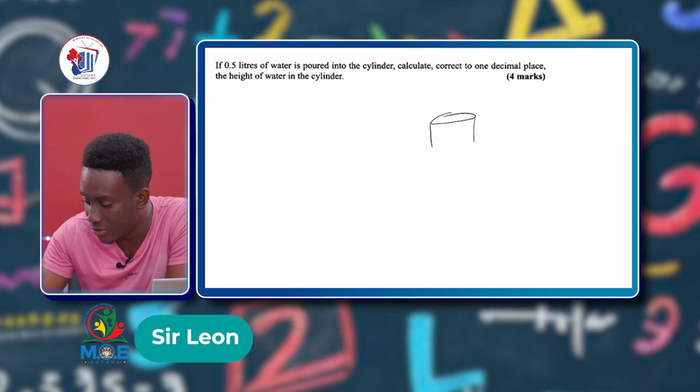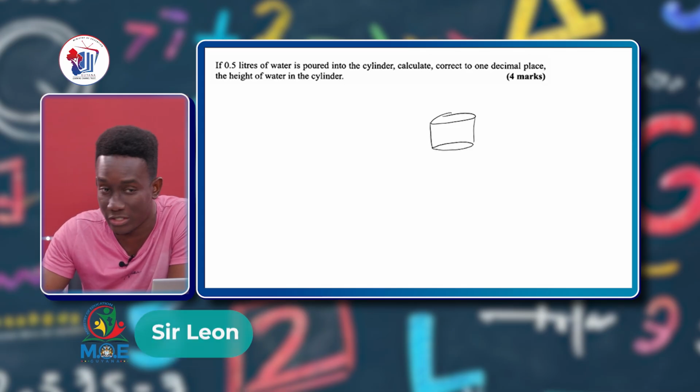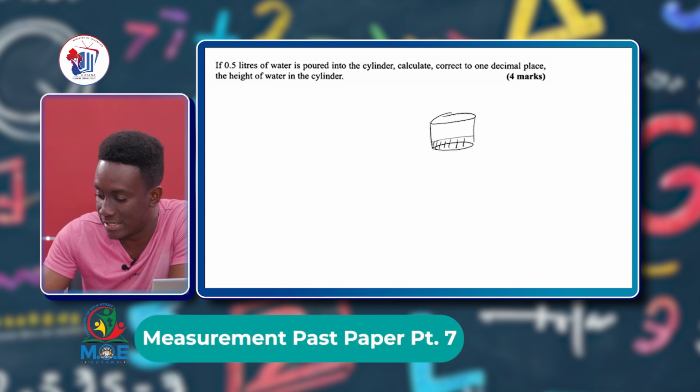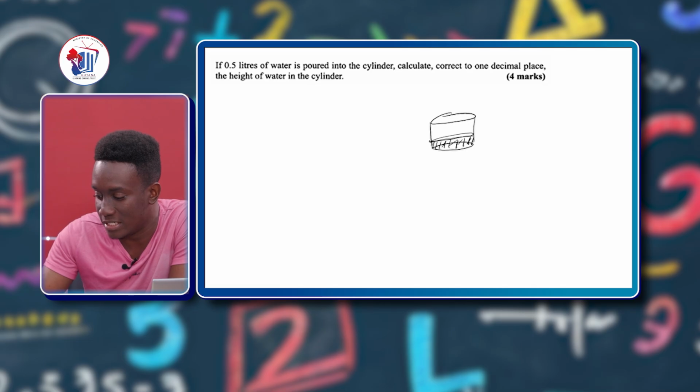So it says the cylinder is hollow. So that means water can be poured inside. So if you pour 0.5 liters of water, let's say the water reaches this height. And this is the height of the cylinder with the water.